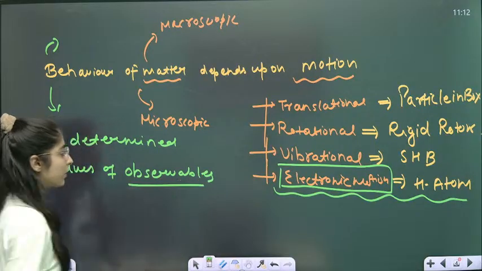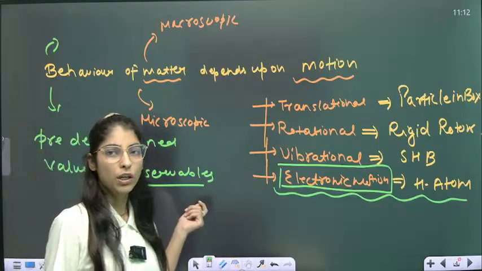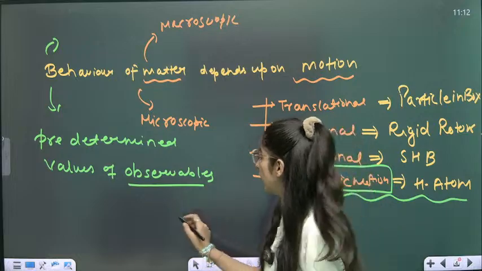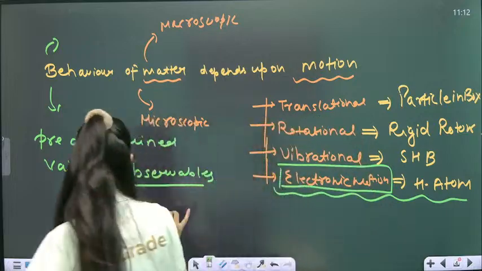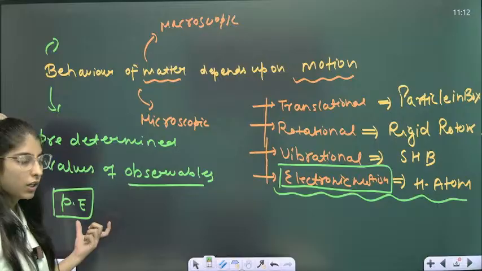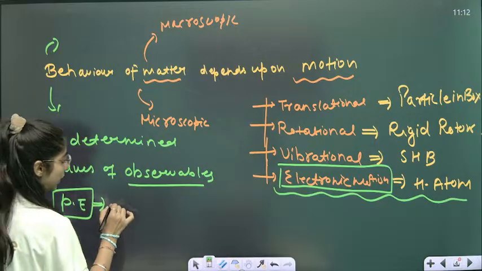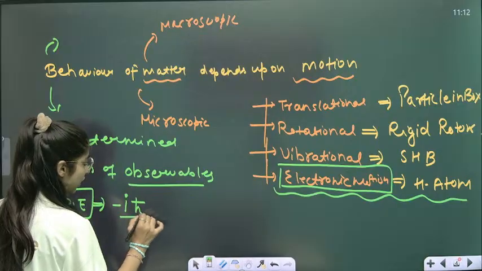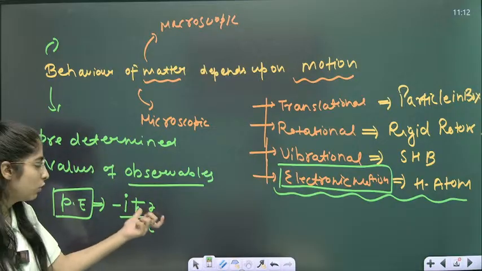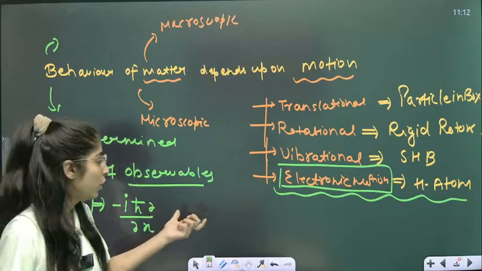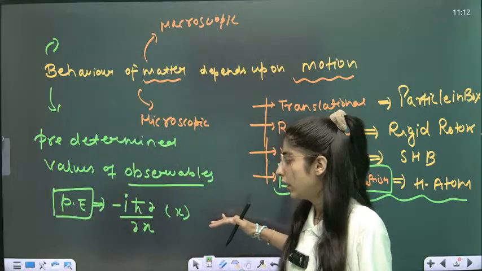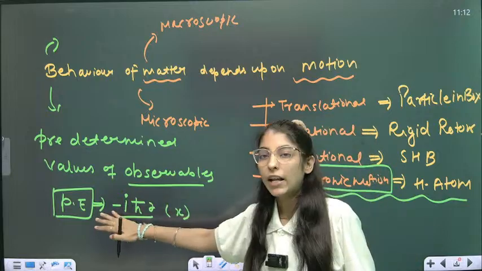Ma'am, what are these observables? Basically an observable, let's say if you are talking about kinetic energy, you have an operator. Let me give you a quick review. If you have to find out the potential energy, you have an operator that is minus i h cut del by del x. This operator already exists. You have to apply this operator on your particular observable, then you will be able to find out the value of your potential energy.